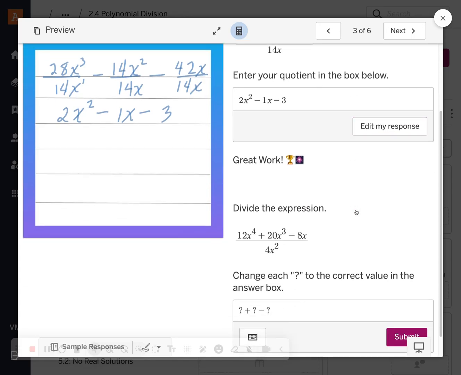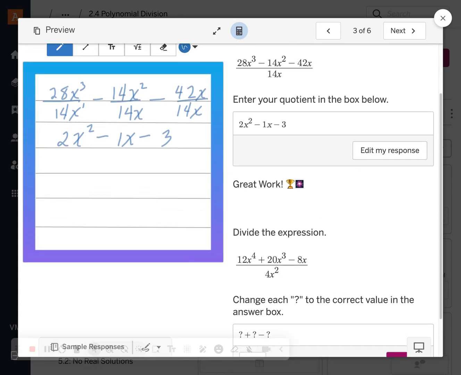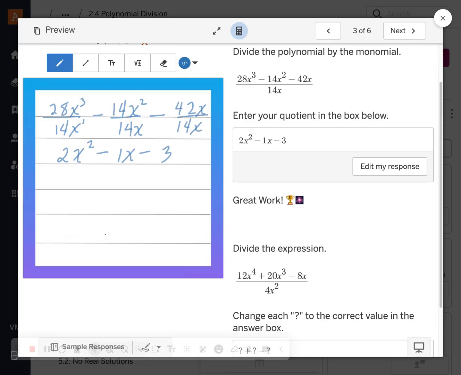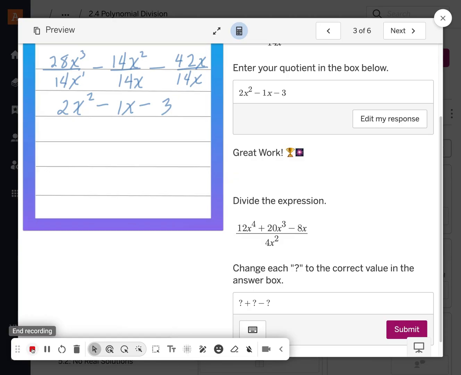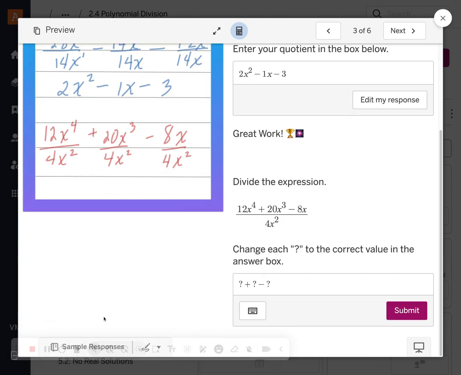All right, now for this next one, it says divide the expression. I want you to try that on your own. You could use the whiteboard over here, you could use just regular notebook paper, or you could just do it individually like we just talked about. And then you're going to change every question mark to the correct value. So come back when you're ready, but pause the video here.